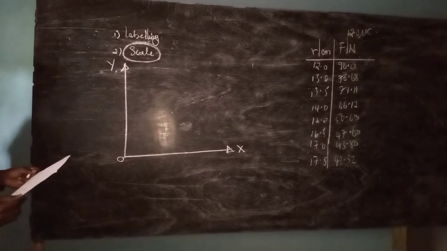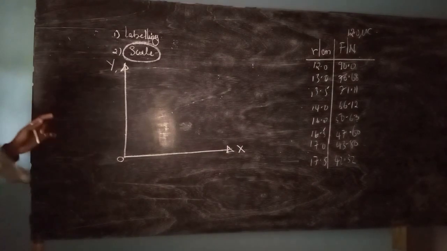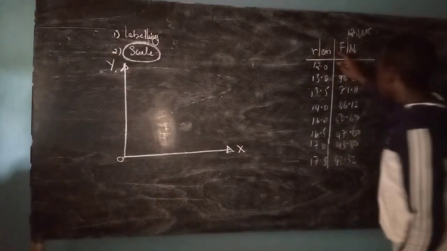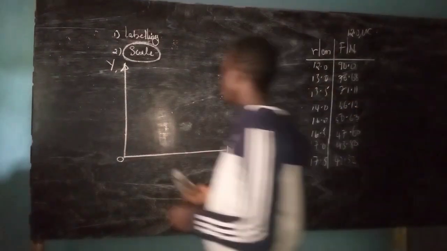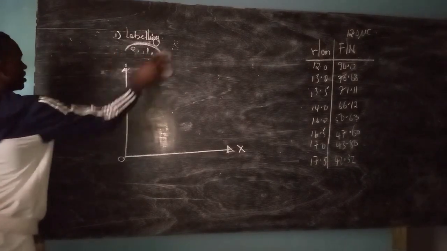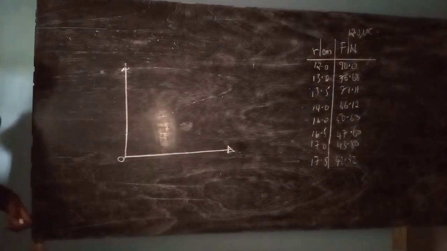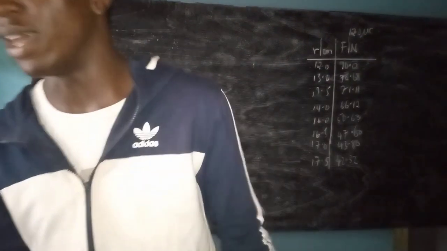Now, I just want to show you guys how to choose a scale using that data. Assuming I was to plot the electrostatic force against the separation distance, how am I going to proceed to do that? Like I said, the XY plane. My graph paper, remember, graphs are plotted on graph paper.